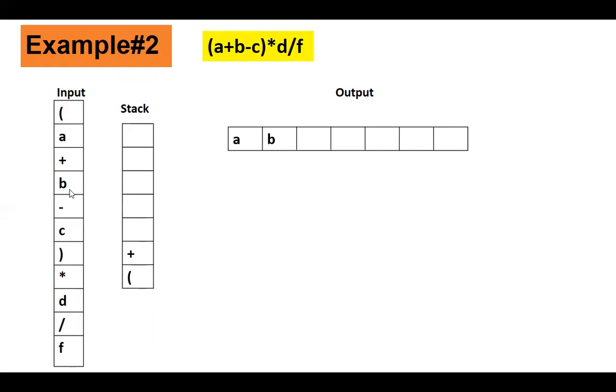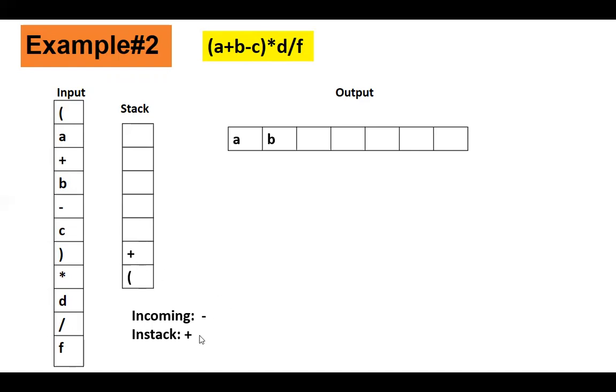Next, what you read is an operand B. Because it is an operand, just add it to the output. Your stack remains unchanged. Now, next, what you read is a minus operator. So now you have two operators. Minus is the incoming operator and plus is the in-stack operator. When this is the condition, you check the precedence.